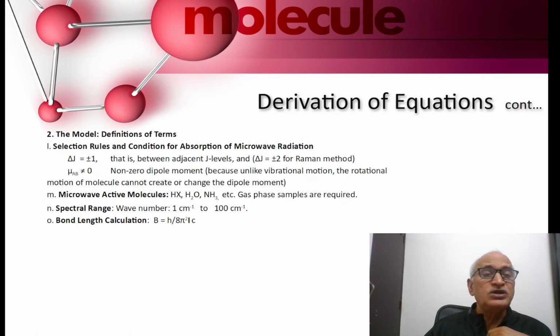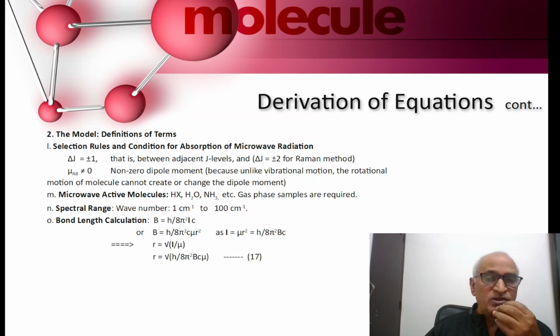And what do we calculate from microwave rotational spectra? We measure B. From B, we calculate I. I is equal to mu r square. Mu can easily be calculated from the atomic weights, and r square can be determined. r is equal to the square root of I by mu, where I is the moment of inertia and mu is the reduced mass. We can put the value of I here to obtain r.